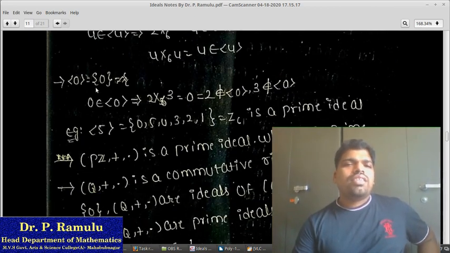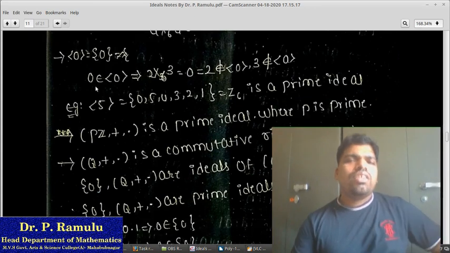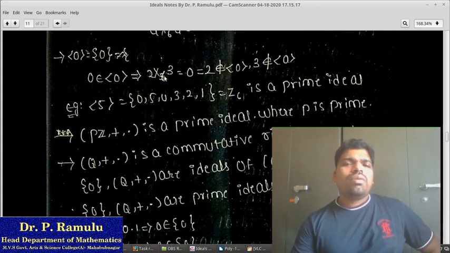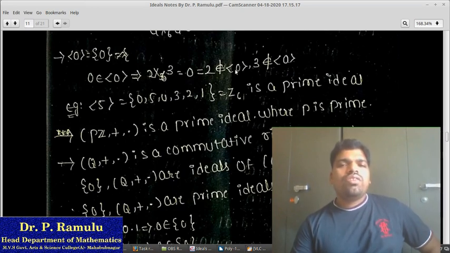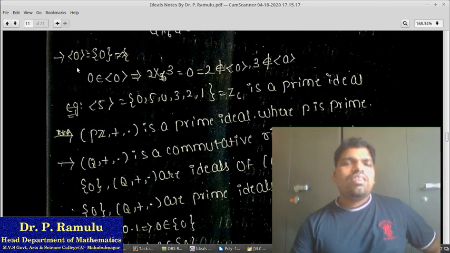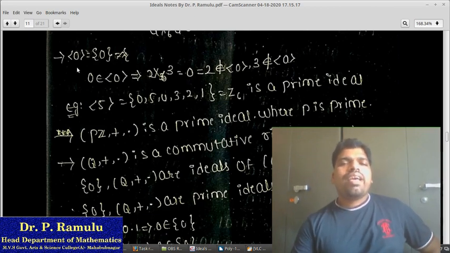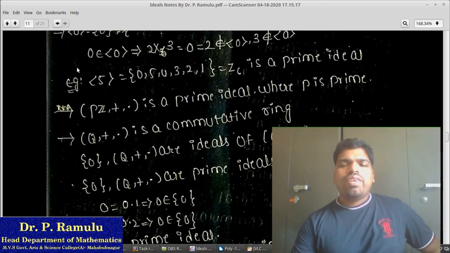If I take generator 3 and the singleton 0, singleton 0 belongs to the ideals, 2 into 3, multiplication modulo 6, equals how much here? 6, so 6 mod 6 is 0, but 2 does not belong to the singleton 0 and 3 does not belong to singleton 0. Therefore singleton 0 is not a prime ideal. If I take generator 5, that equals Z6, and it is a prime ideal.